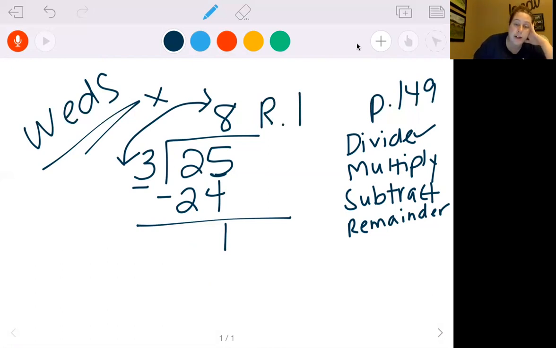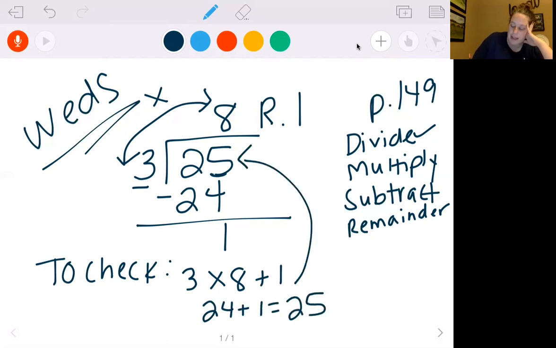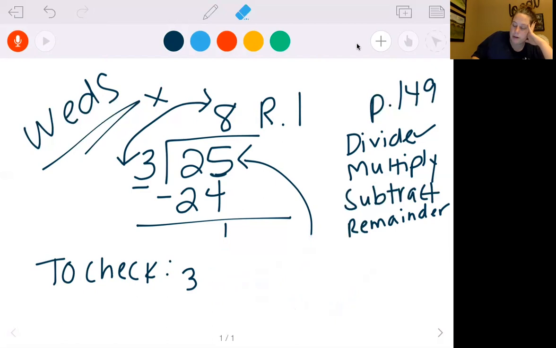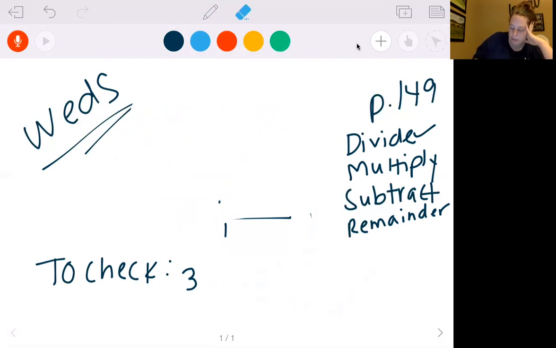Okay, if you wanted to check that, we would do 3 times 8 plus 1. So 3 times 8 is 24 plus 1 equals 25. And that's the answer we have here, so it's correct. Okay, so that's how you would check it. Okay, so I'm going to erase this part and let's do another. Remember, if this is too fast for you, all you do is pause it and rewind it and go back and watch it again, okay?